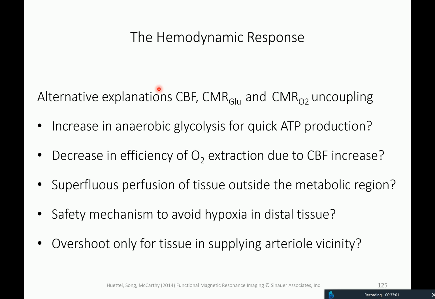"Overshoot only for tissue and supply in arterial vicinity." That's from a previous year. I don't know what this is supposed to mean.